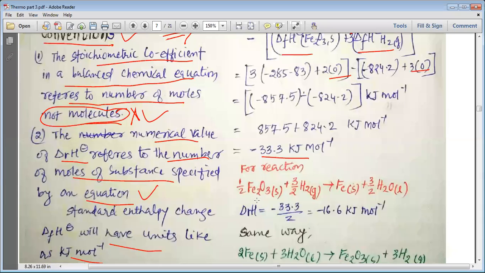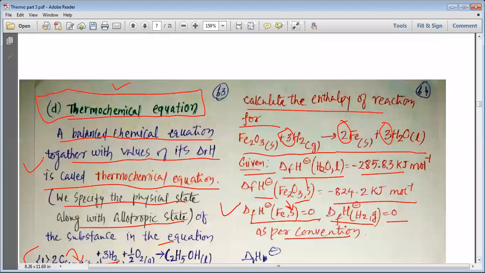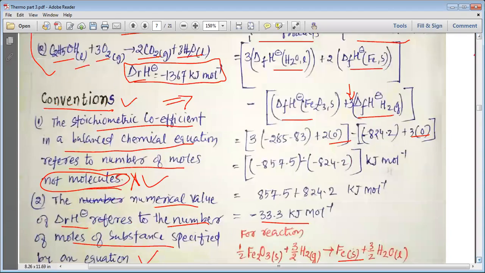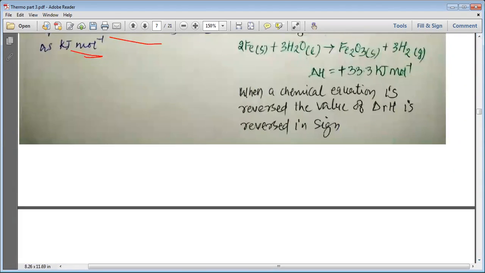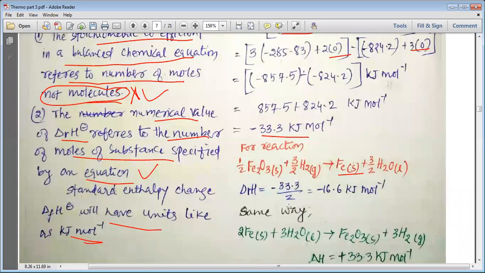So my dear students, if we want to prepare the iron in solid form, we'll have to multiply this equation by 1 by 2 because we get 2 moles of Fe. So for the production of 1 mole of Fe, we can simply multiply the equation by 1 by 2, and that is why the enthalpy of reaction should also be divided by 2. And finally we get the answer. Enthalpy of reaction is minus 16.6 kilojoule per mole.